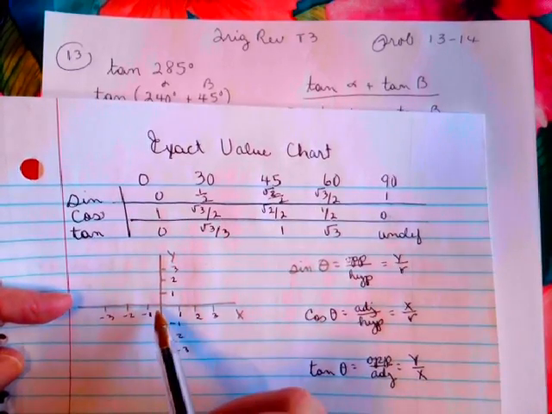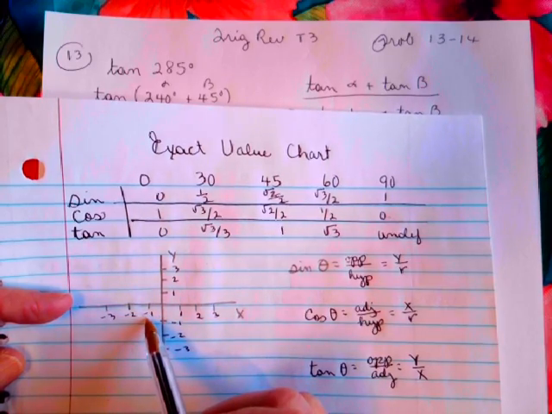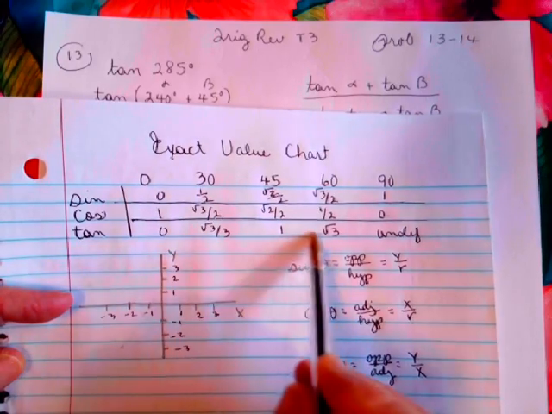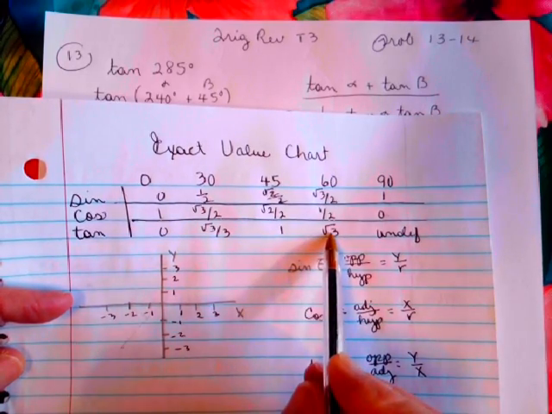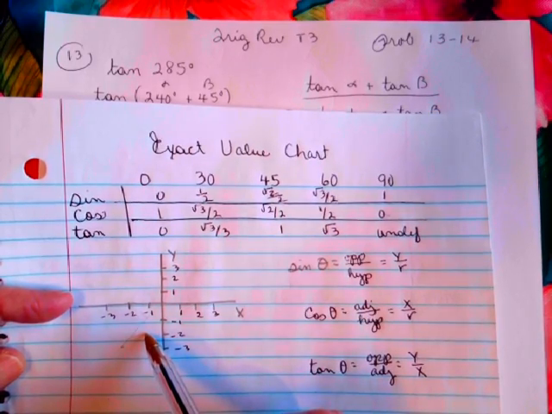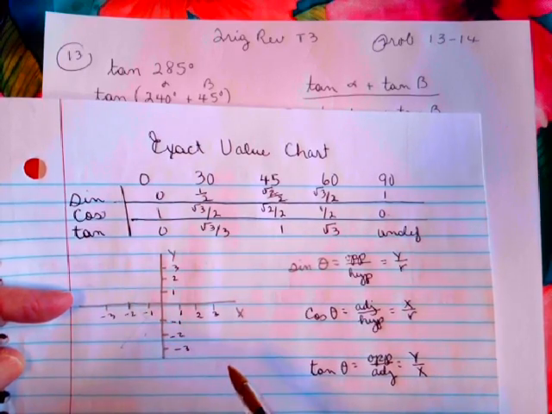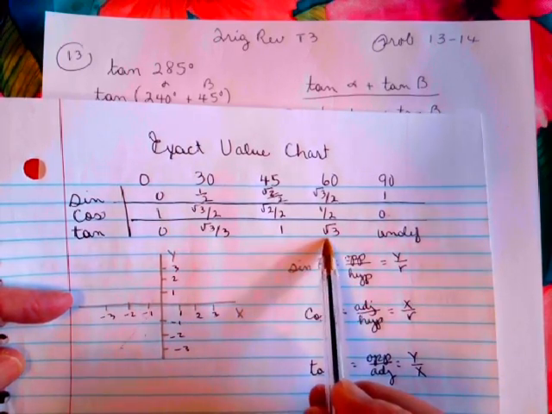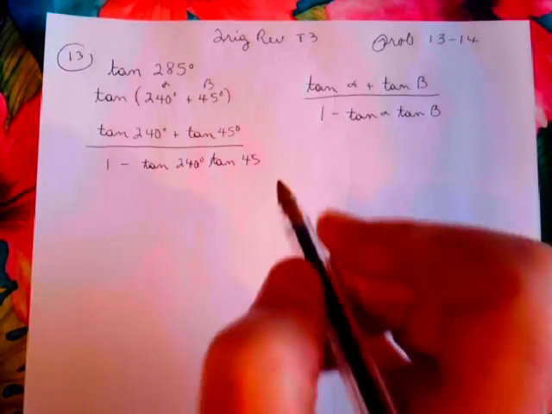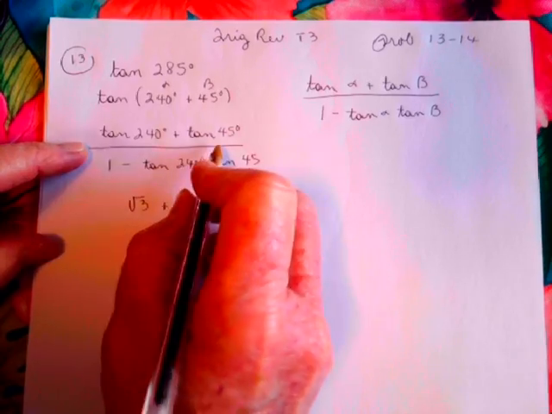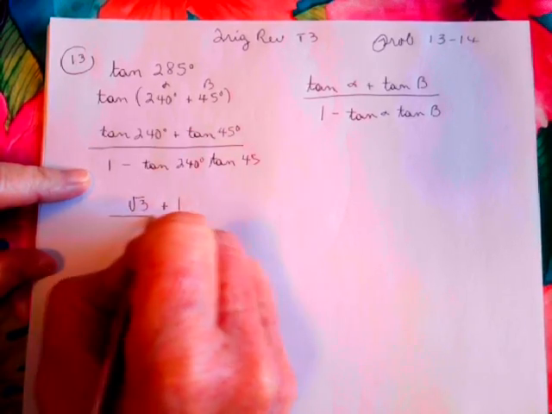240 degrees has a terminal side in the third quadrant. We'll have a related angle of 60 degrees. I look across here, the tangent of 60 is the square root of 3. In the third quadrant, that will be positive because down here x is negative and so is y. So the tangent of 240 is the square root of 3. The tangent of 45 is 1.